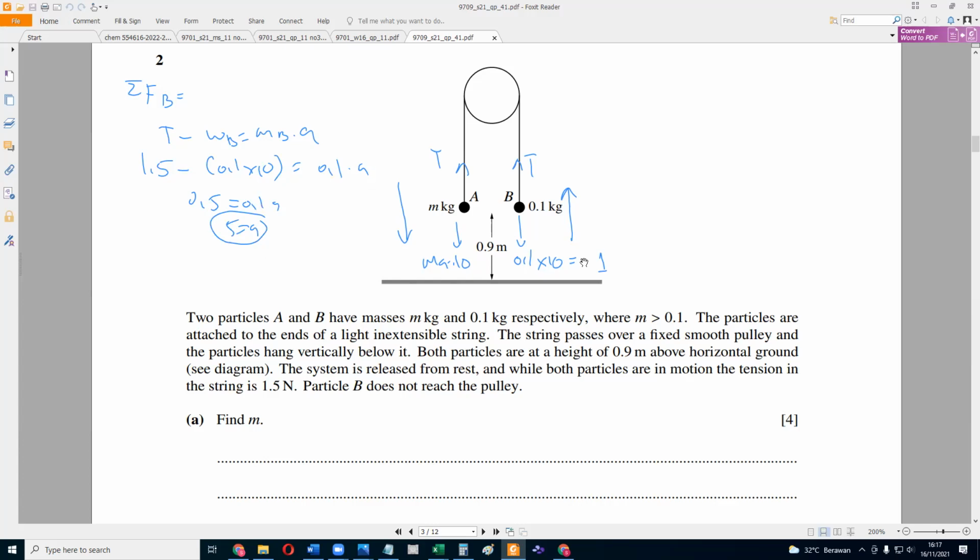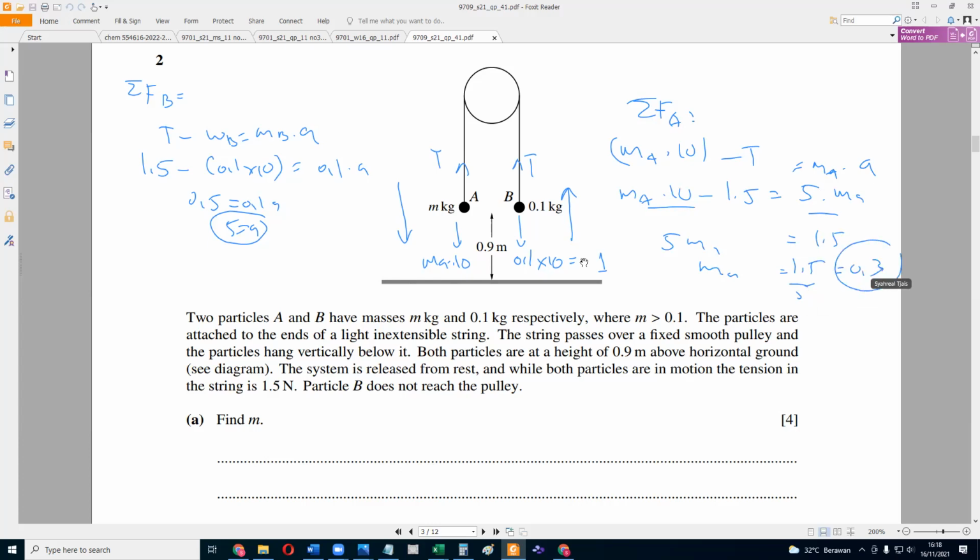Now that we have the acceleration of the system, we can check what happened in A. In A, sum of the forces in A says the mass of A times gravity, this is the force forward, minus the T backward, equals mass times acceleration. Put the numbers. Mass of A times 10 minus 1.5 is 5 times MA. Rearrange. This and this taken together become 5 MA, become 1.5. So MA is 1.5 over 5, or 0.3.